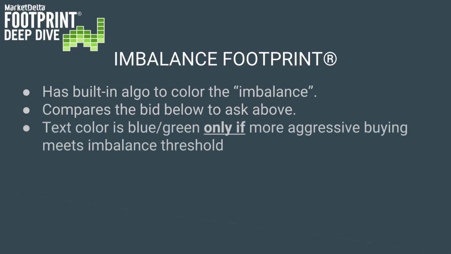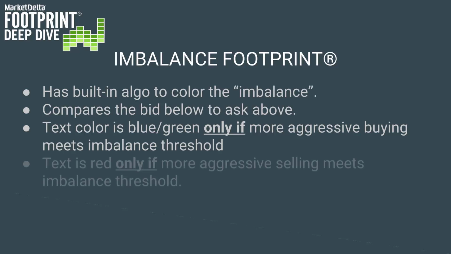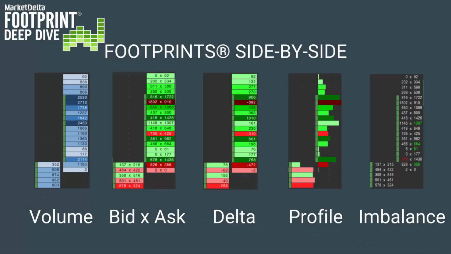So the text color is blue or green only if more aggressive buying meets the imbalance threshold, which I went into detail on in the other deep dive video I mentioned. And the text is red only if more aggressive selling meets the imbalance threshold. So before we get into the demo and look at this in real time, let's just look.